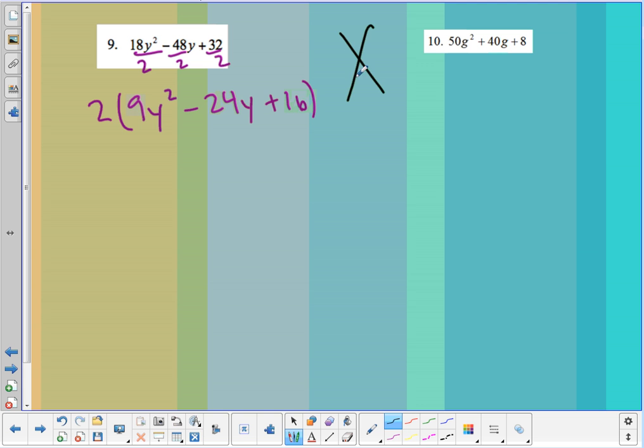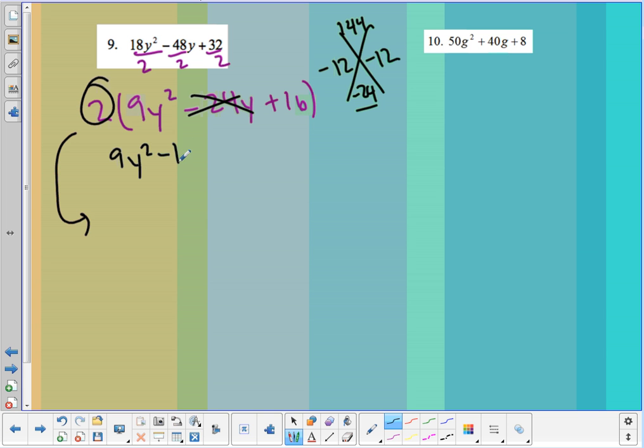So, set up your factor x. 9 times 16 gives me 144. And then I want a negative 24 for my sum. Well, 144 is 12 and 12, but they both need to be negative because I want a negative 24 sum. So here we go. Take out your middle. Remember GCF, bring it down to the bottom. That's a 9y squared minus 12y minus another 12y plus the original 16.